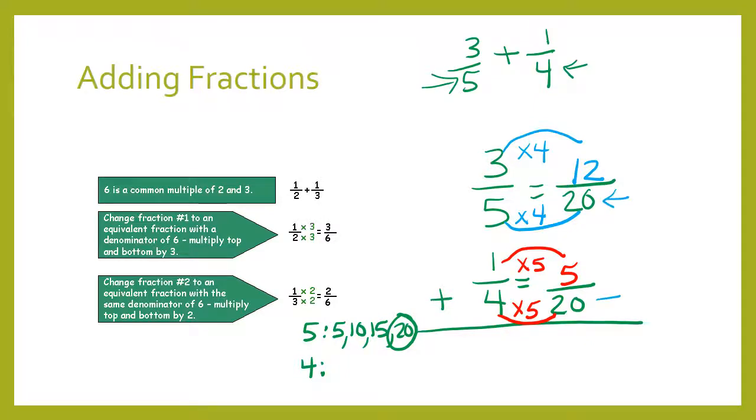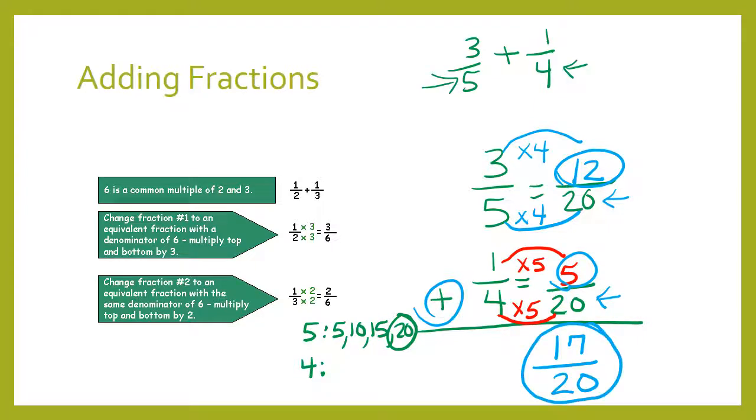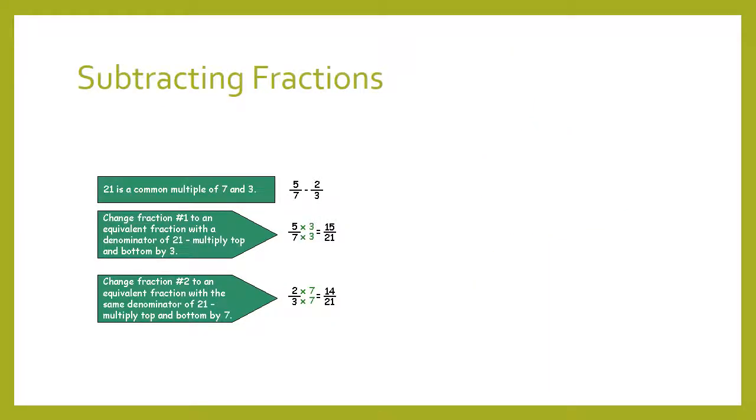Now my denominators are the same, so I'm ready to add. And 12 plus 5 is 17 over 20. Now I ask myself, is an alarm going to go off in my head? On this one, it is not, again, because there is no other number other than 1 that can go into both 17 and 20. So this is already in simplest form. So I'm done.